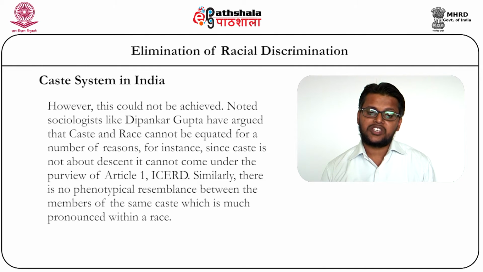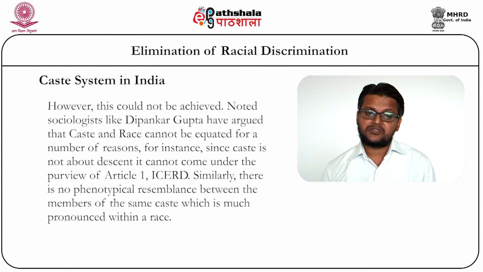However, this could not be achieved because there was a division among academics as to whether race can be equated with caste or not, and if race can be equated with caste, then the international conventions on race would become automatically applicable to caste. However, noted sociologists like Dipankar Gupta argued that caste and race cannot be equated for a number of reasons. For instance, since caste is not about descent, it cannot come under the purview of Article 1 of the International Convention on Elimination of Racial Discrimination.